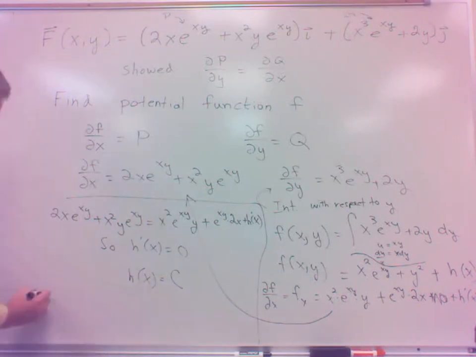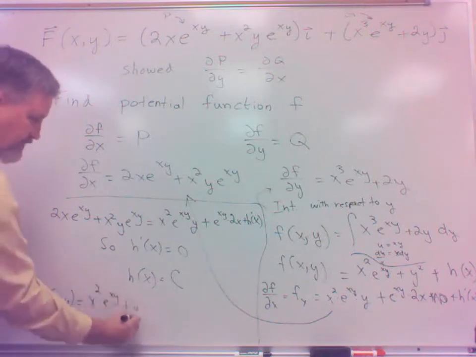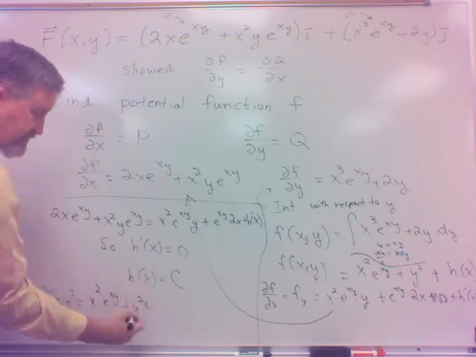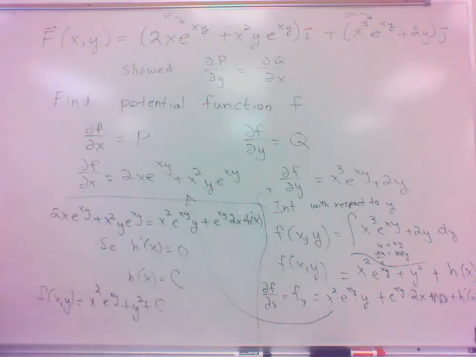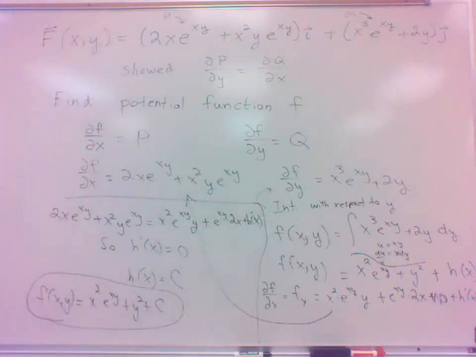So f of xy must equal x squared e to the xy plus y squared plus, we found that h of x is just a constant. Like we said, it could be something involving x or it could be just a constant. And in this case, it is just a constant. There you go. So that vector function, being conservative and all, it does have a potential function, and we found out its potential function is what we see right there.